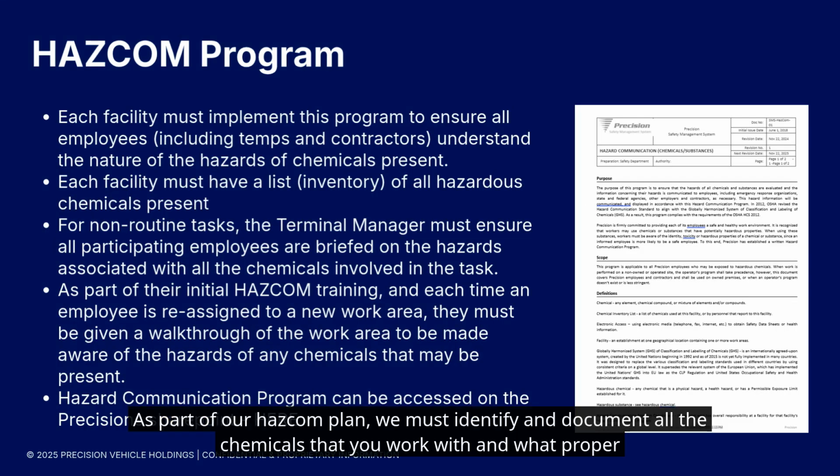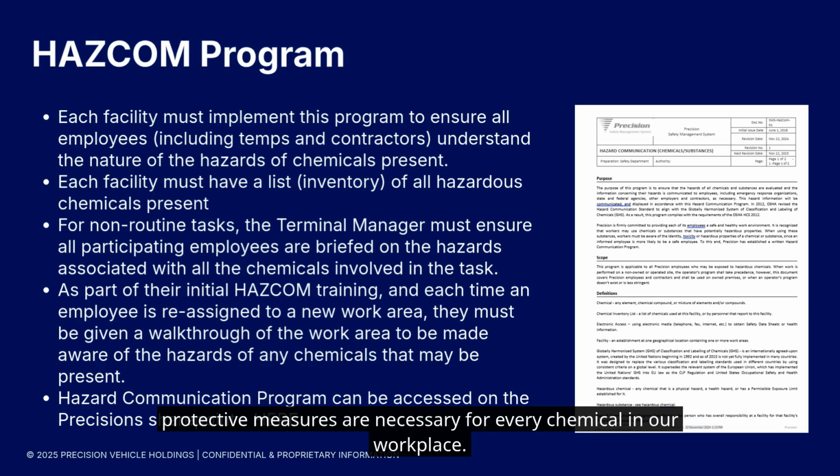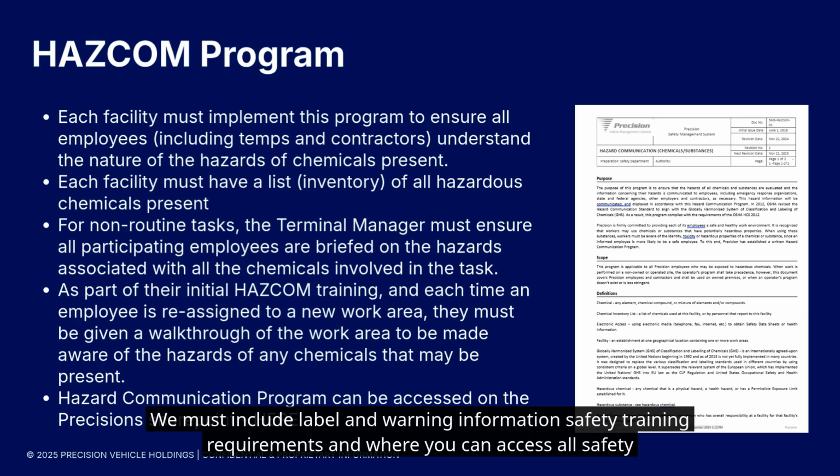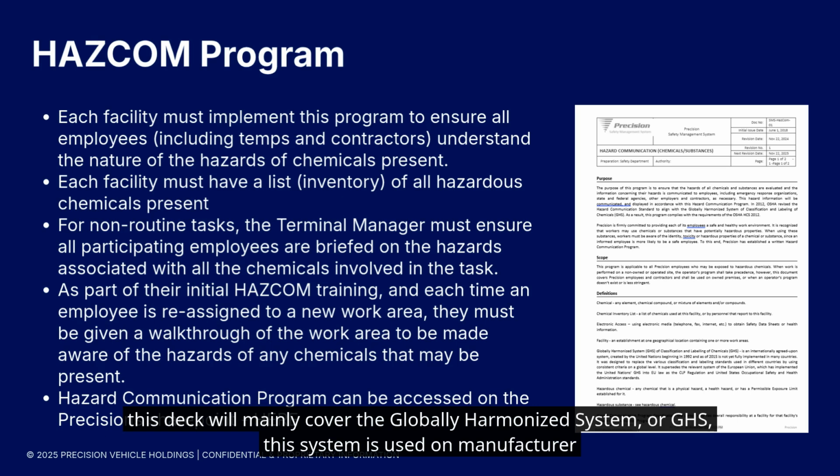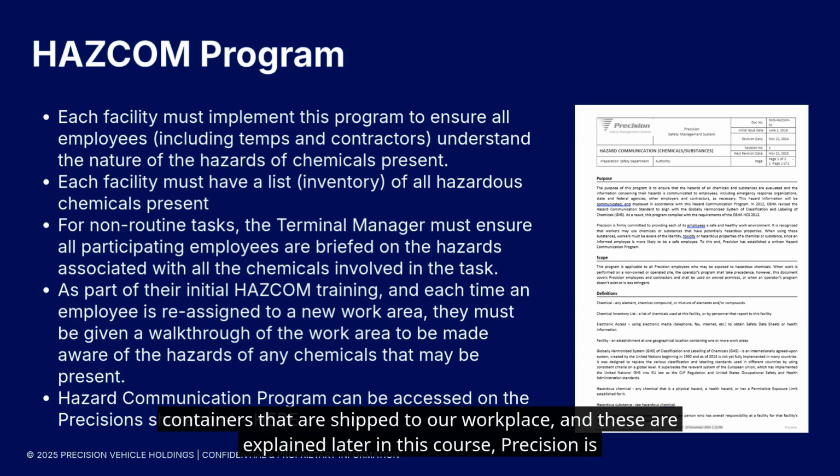As part of our HAZCOM plan, we must identify and document all the chemicals that you work with and what proper protective measures are necessary for every chemical in our workplace. We must include label and warning information, safety training requirements, and where you can access all safety data sheets, known as SDSs. You'll find there are many labeling systems used throughout your workplace, but this deck will mainly cover the Globally Harmonized System, or GHS. This system is used on manufactured containers that are shipped to our workplace, and these are explained later in this course.